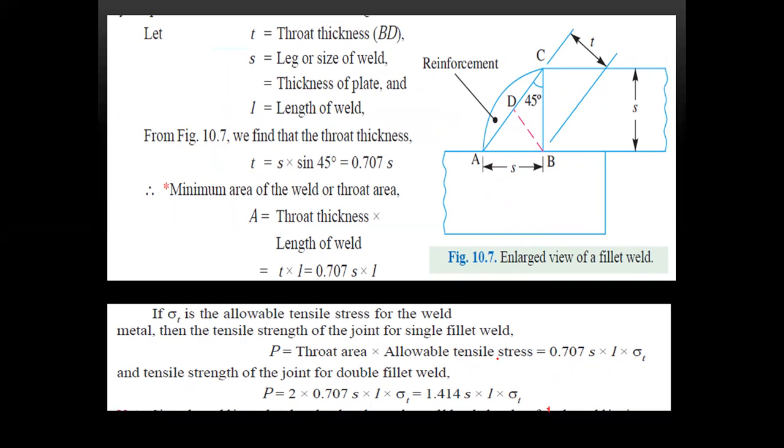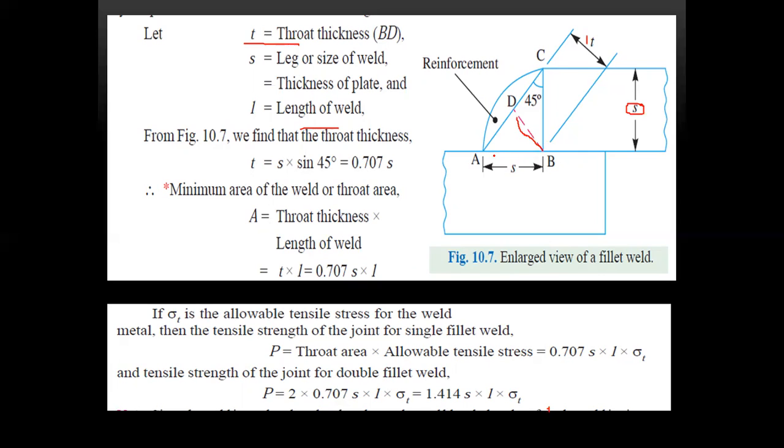Now if you see here from the figure, let t equal throat thickness BD, this one. This is the welded area. This is the throat thickness, BD. Next, s equals leg or size of weld. There is s here. This s is equal to leg or size of the weld, or thickness of the plate. L is equal to length of the weld.